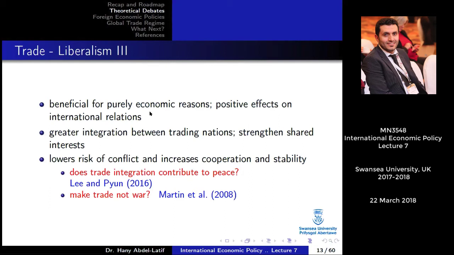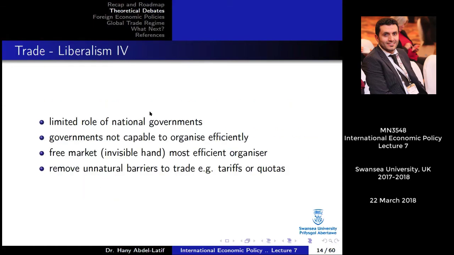So trade can promote peace and stability. Trade integration is important. And as I said, this is empirical evidence: these two papers show how trade can reduce the chances of being involved in military conflict. That's the main message so far. So how can this happen, according to liberals?